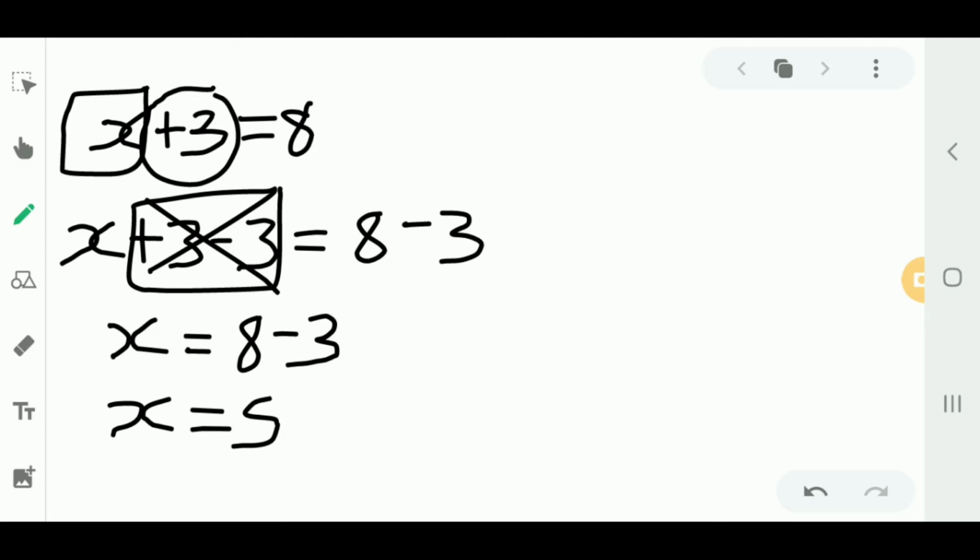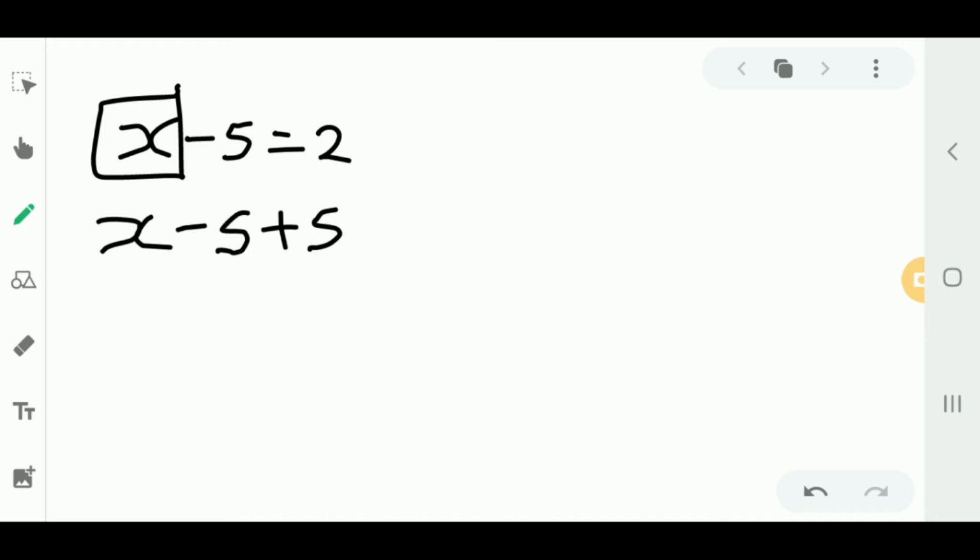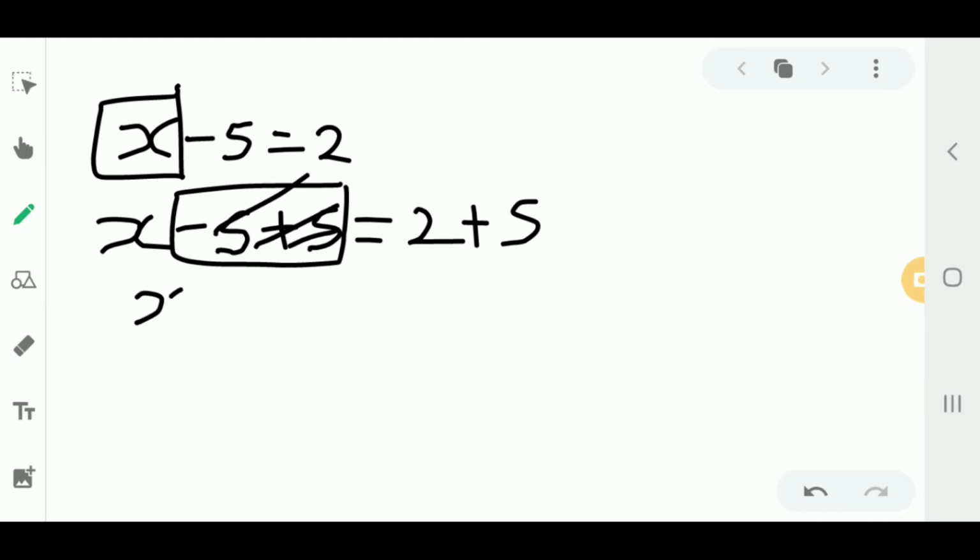Not in all cases will you be able to actually solve something. So we have x minus 5 is equal to 2. And again, we want to make x the subject of this formula. We put x in a box, and we look at what else is on the left-hand side. We have a minus 5. Now the opposite of minus 5 is plus 5. And anything you do to the left-hand side, you have to do to the right-hand side. So x minus 5 plus 5 is equal to 2 plus 5. So again, this here cancels. So we have x is equal to 2 plus 5, which is x is equal to 7.